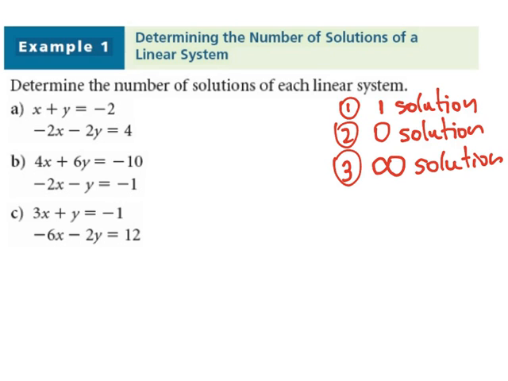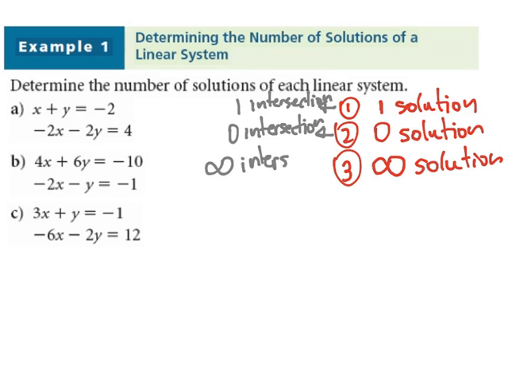And what we're looking for specifically: if we have one solution, then we have one point of intersection. When we have zero solutions, that means the lines are parallel and there are no intersecting lines. So one intersection. We have zero solutions, we have zero intersections. And we have an infinite amount of intersections. That means we have an infinite amount of solutions.